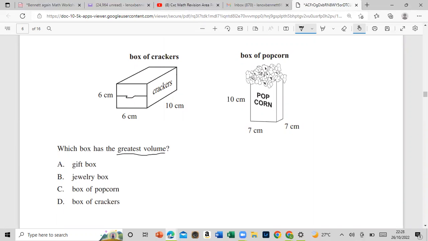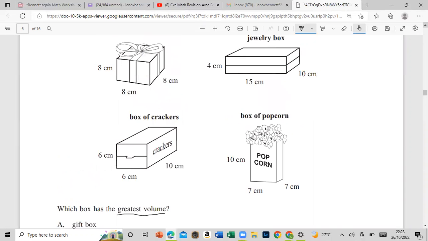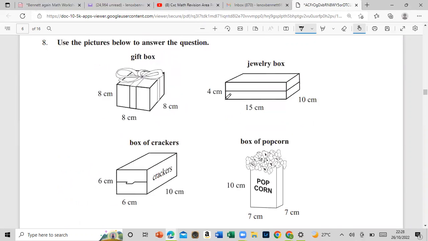So what we're going to be doing, we're going to be practicing volume. Now, volume is the area of the base times the height. So basically, what we're going to be doing is to multiply length times width times the height. Alright, so the first one is 8 times 8 times 8 or 8 cubed. So it will be 64 times 8.